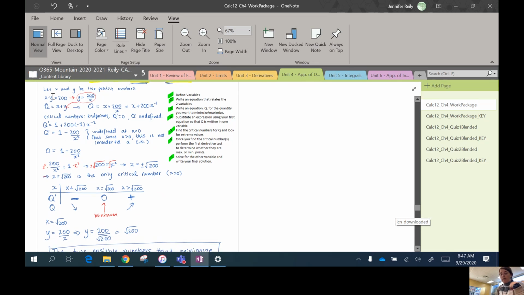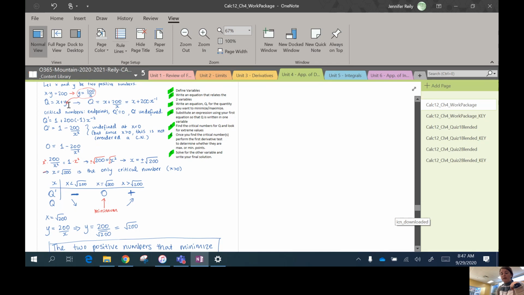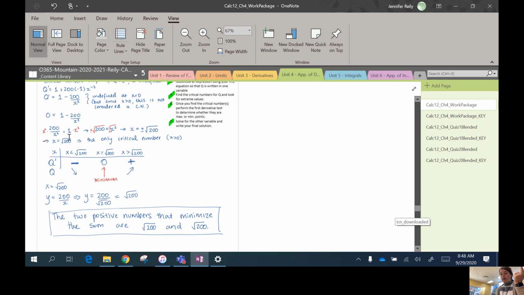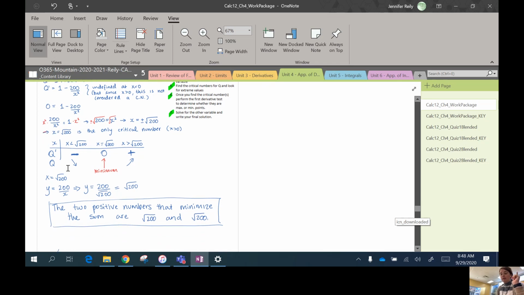Okay, so we wrote down what we knew about the two variables. Their product was 200. We wrote down a quantity equation that we wanted to minimize. We subbed in one of the variables so that our quantity equation was written only in terms of x. We found the derivative in order to find the critical numbers. We found one critical number. We did the first derivative test, and we confirmed that it was a minimum on our curve. And so we had our answer, and we just solved for the other variable at the end.